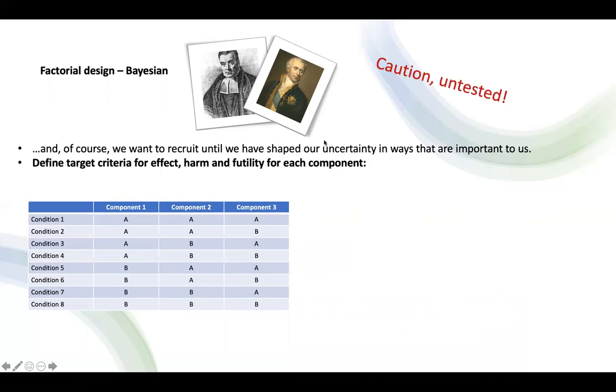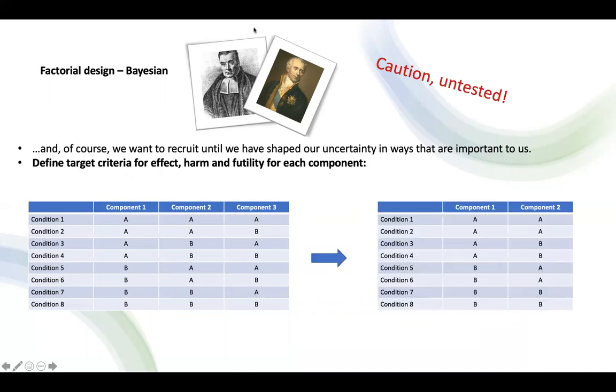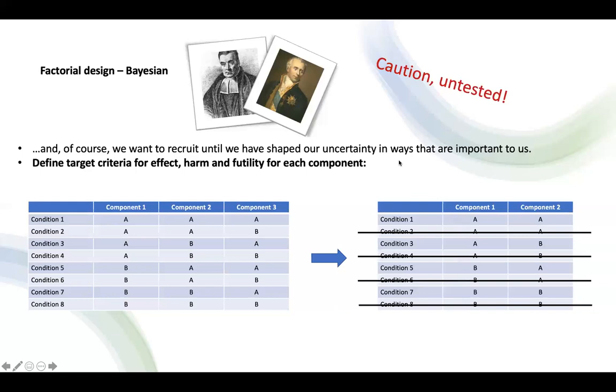But maybe after a while you find that component 3 is harmful. For some reason, component 3 makes people drink more. So we don't want to include that. We're happy with what we learned about component 3, so we drop it. This also means that we can drop some of the conditions, so we can reduce the number of conditions we randomize to. So we can be very, very dynamic.